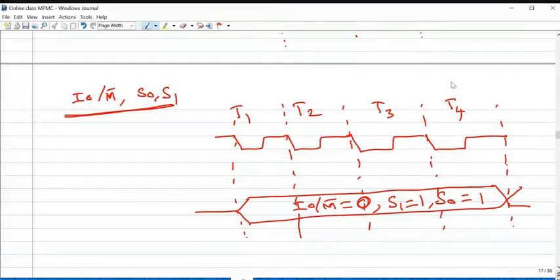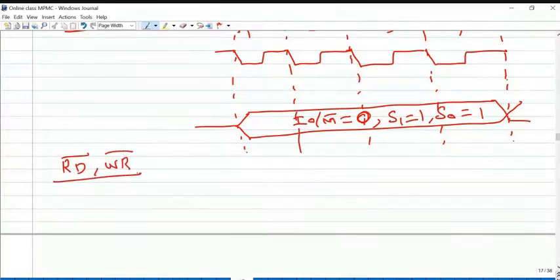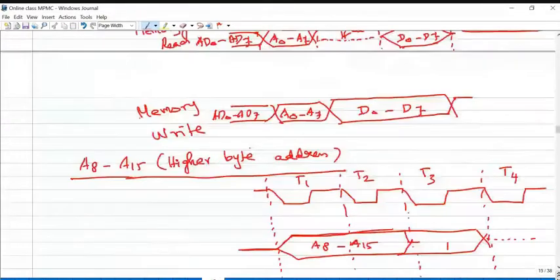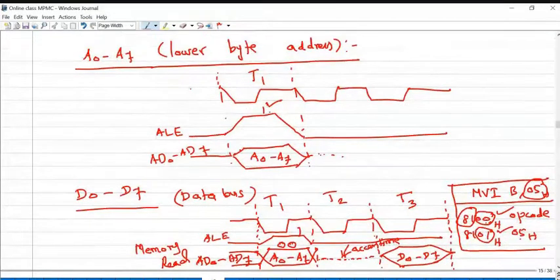Apart from this, we need to mention the read bar and write bar signals. These are active low signals. Active low means if we place 0 on the particular read pin, the read operation will be enabled, or if we place 0 on the particular write pin, the write complement pin, the write operation will be enabled. Usually we know during the T1 state of the opcode fetch, your address latch enable is equal to 1.